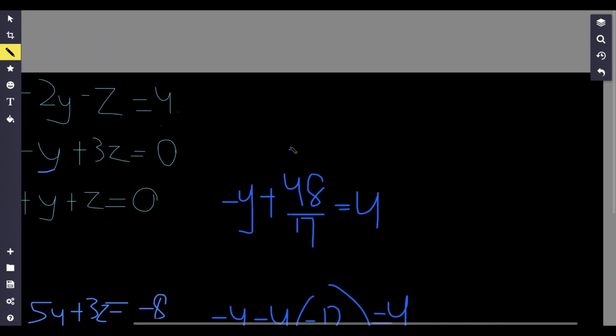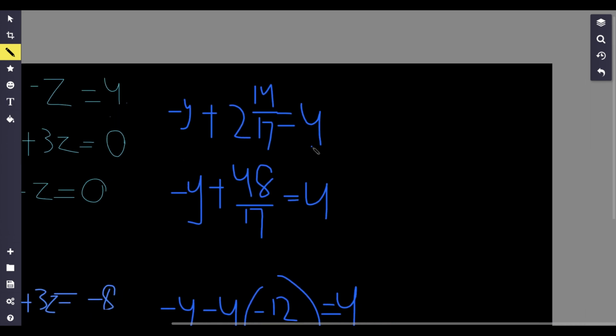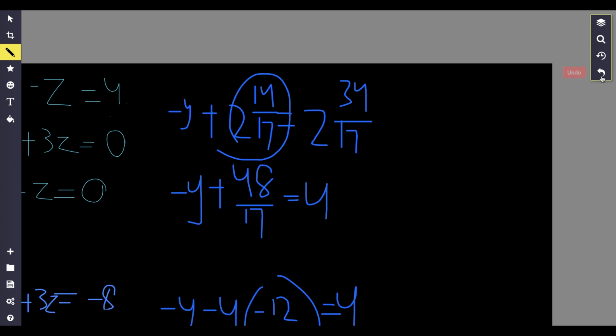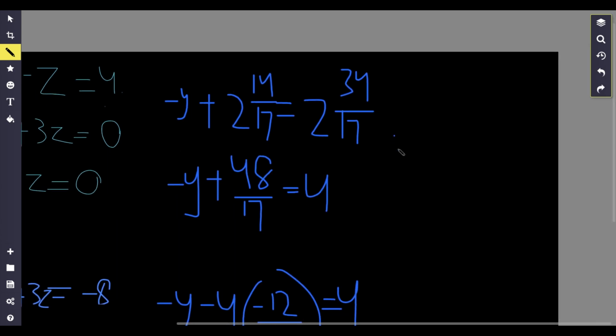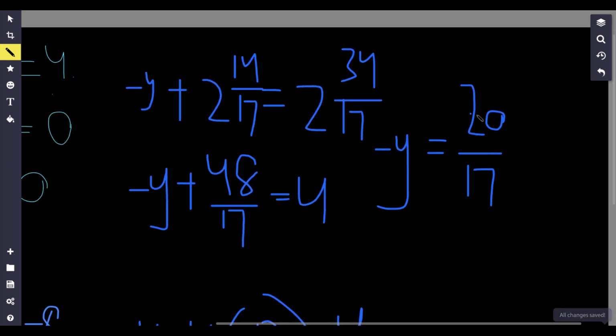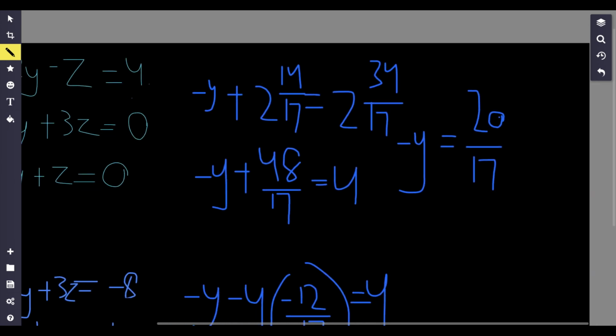48 over 17, that's just going to be 2 and 14 over 17. Negative y plus 2 and 14 over 17 equals 4. These are some annoying fractions. I can rewrite 4 as 2 and 34 over 17. And if I subtract both sides by this quantity, I'm just going to get 20 over 17. Negative y equals 20 over 17. Sorry, these are annoying fractions.